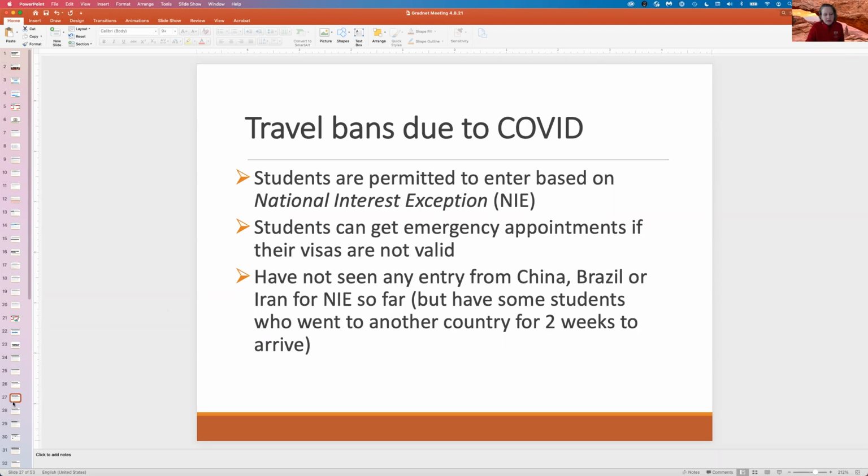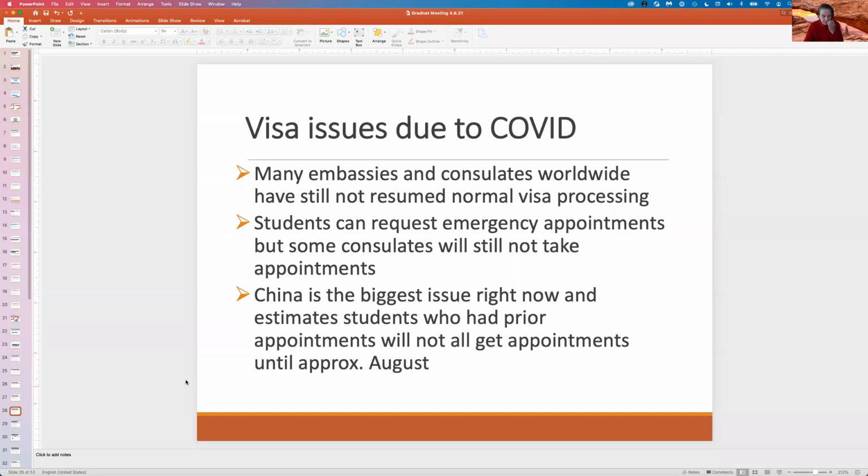And the one thing I didn't add is that if you're entering from Canada or Mexico, you cannot enter by land. That is also banned, but flights from Mexico and Canada have been allowed. All right, so that's the travel issues.